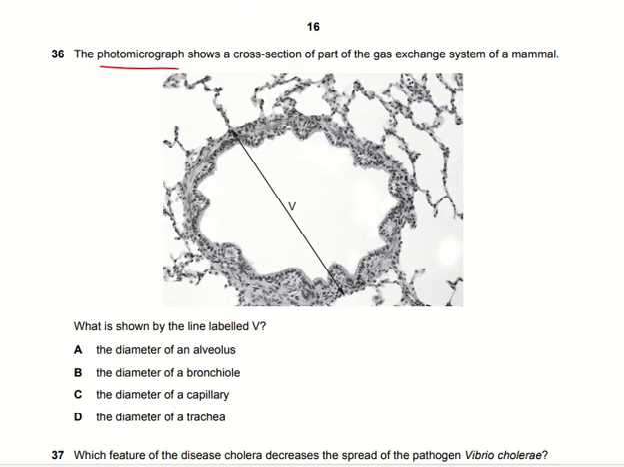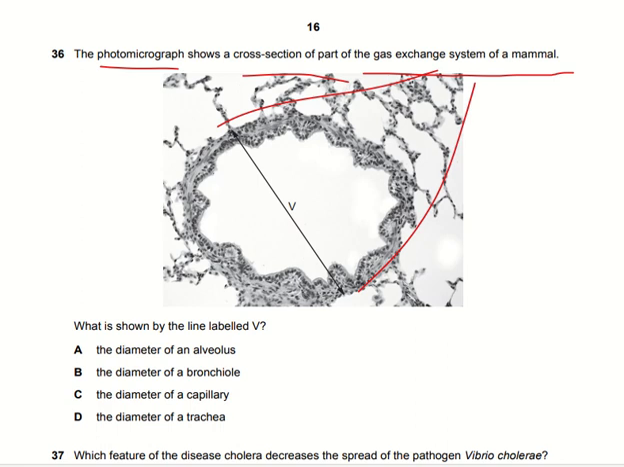The photomicrograph shows a cross section of a part of a gaseous exchange system of a mammal. What is shown by the line labeled V? It can be a part of a bronchiole, because a pipe-like structure can be made behind this.